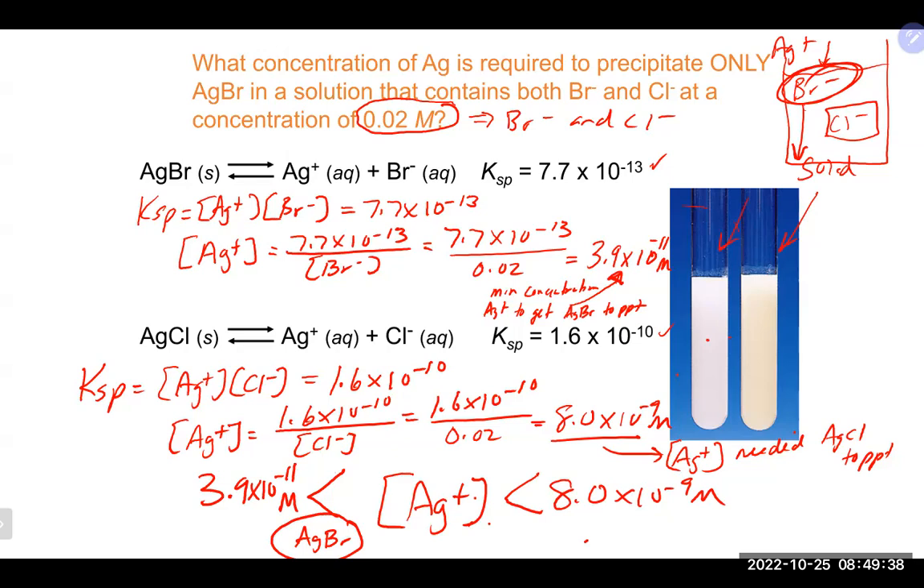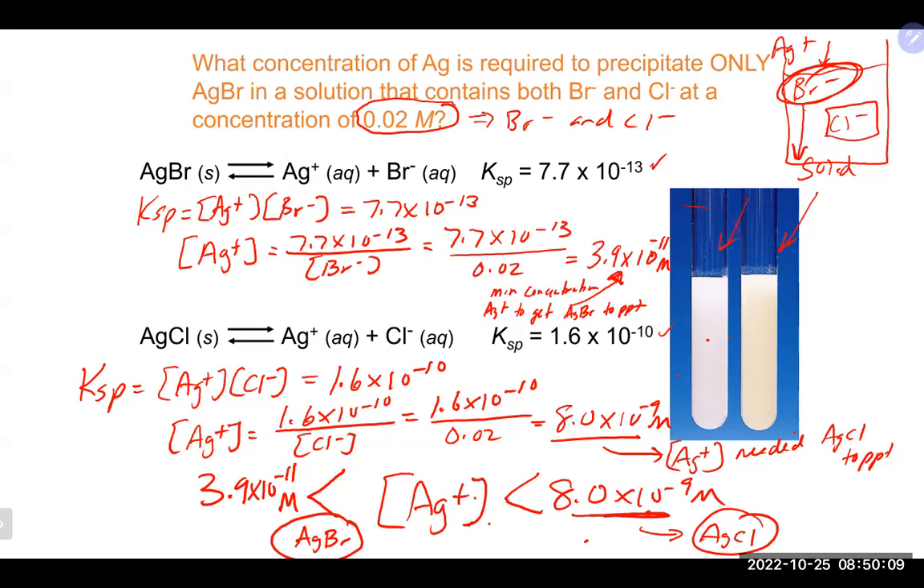At that point, you then could increase the concentration of silver to this or higher, and you will once again start to see some white solid come out. And that white solid, in this case, you could be very confident should be the silver chloride that's precipitating out. So by keeping control of the silver ion in this example, we could selectively take out one ion at a time and know which one we have taken out of solution.